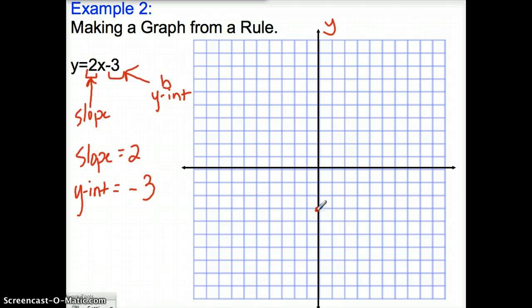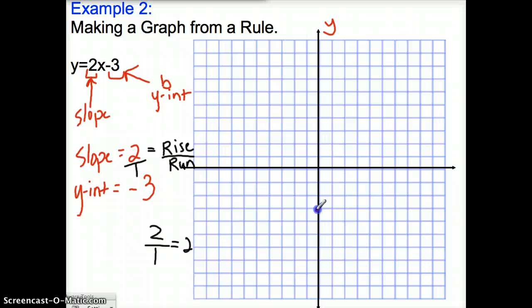Now I have to use a slope. Now slope, remember, is rise over run, but since we only have one number, we have to think carefully, what's the rise and what's the run? There's not a fraction here. So remember, to turn any number into a fraction, you simply put it over 1, because 2 divided by 1 is equal to 2. It's the same number. So I'm going to use the slope of 2 to help me graph more points on my line.